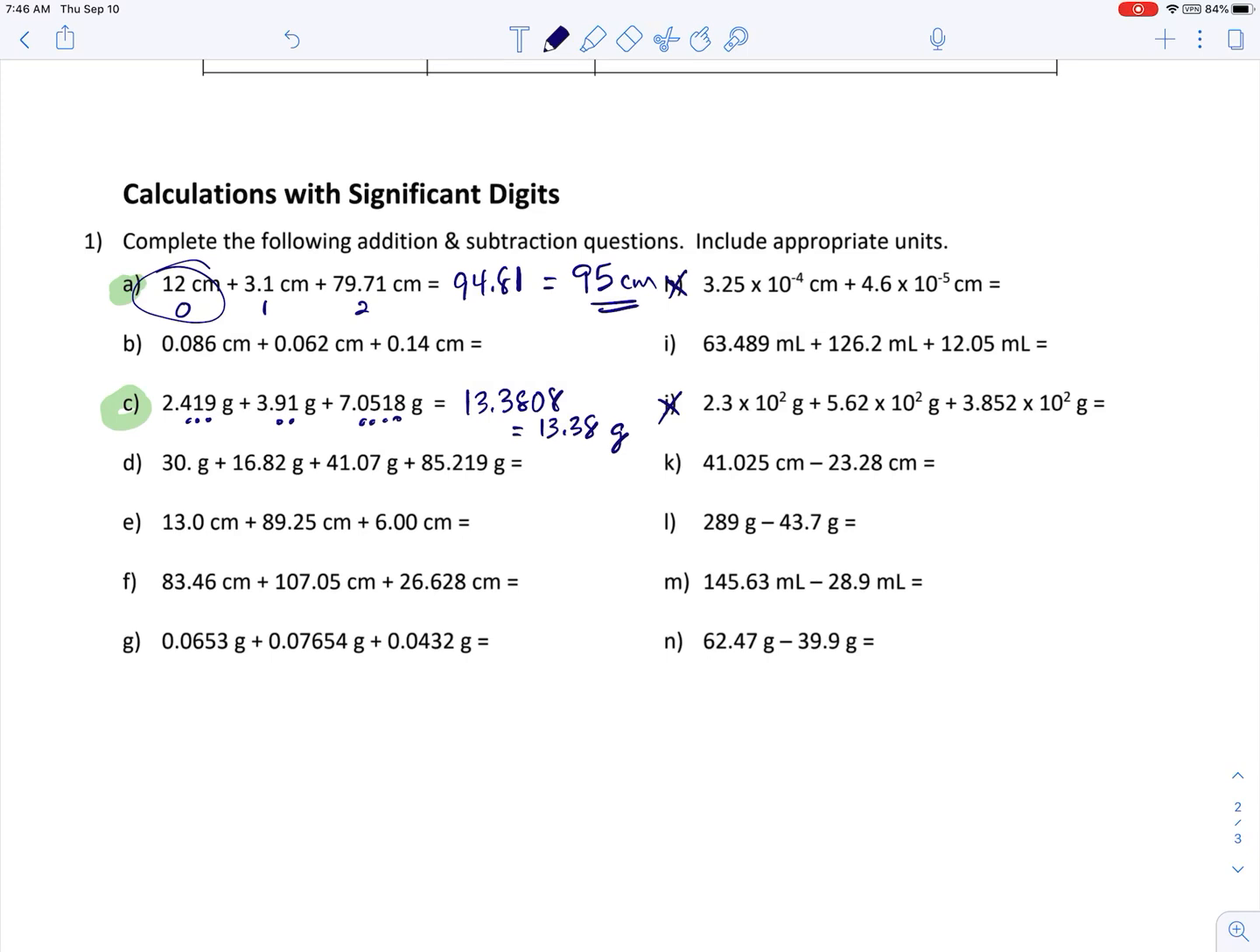Now the rules don't only apply to adding, they also apply to subtracting. So for example, take a look at choice M on here. You grab your calculator and you subtract those volumes, 145.63 milliliters, take away 28.9 milliliters. My calculator tells me that the answer should be 116.73 milliliters, but in adding or subtracting, we're going to round off based on the number of decimal places. So this one had 2 decimals, this one has only 1 decimal, so we can keep only 1 decimal. So instead of 116.73, we call it 116.7 milliliters.